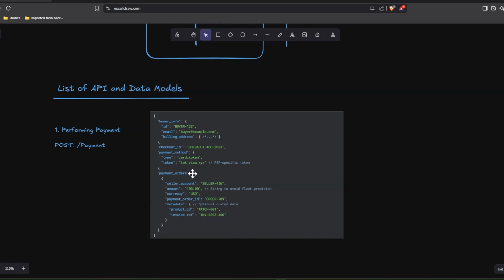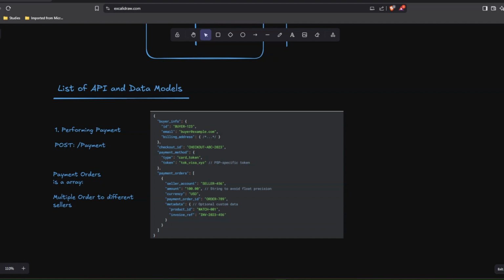And this has all the payment order details. One of the important parts is that this payment orders field is an array. What does it mean? Why an array? Because within the same checkout, there can be multiple orders to different sellers. To segregate those sellers, we are going to have different amounts. Suppose the first checkout total is $200 as my total checkout and order amount. The first seller, 456, is for $100, as you see over here. The next seller, 457, will get the next $100. So this is how multiple orders to different sellers will be placed.